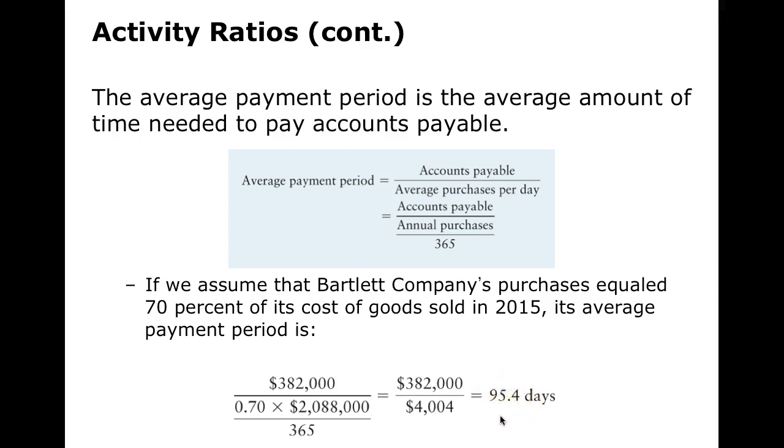So this number, it takes us 100 days to pay our accounts payable, and the longer we delay payment, the more cash we have.